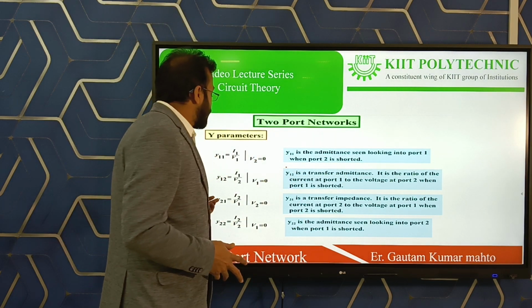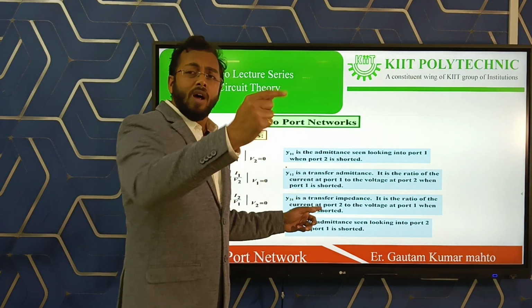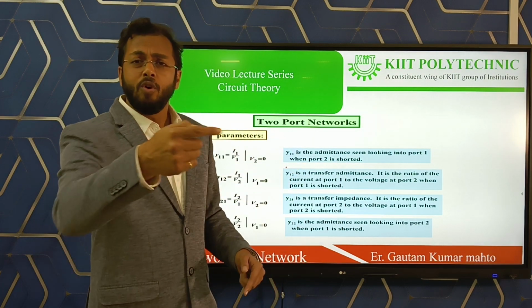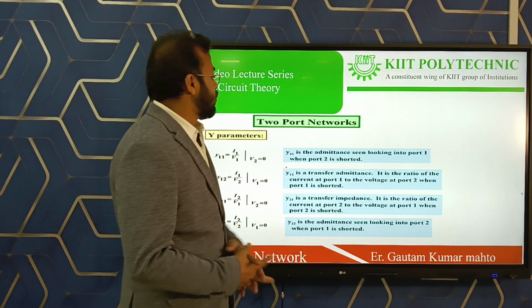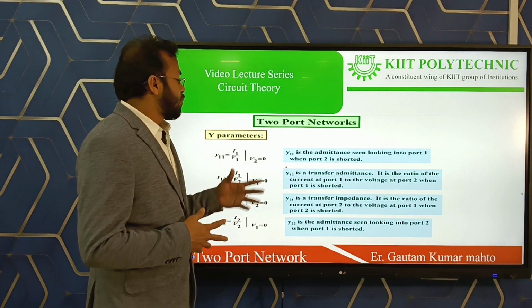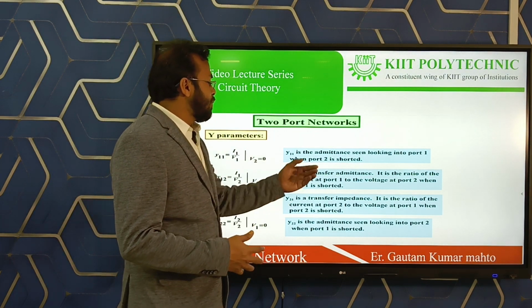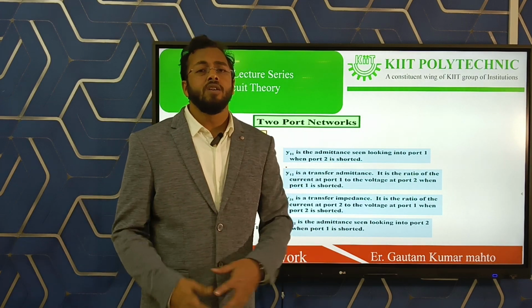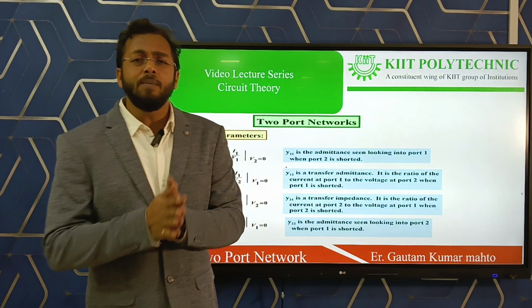And when we are calculating Y21, meaning 2 to 1, that is the transfer admittance from port 2 to port 1, and it is the ratio of the current at port 2 to the voltage at port 1 when port 2 is shorted. Similarly, Y22 is the admittance seen looking into port 2 when port 1 is shorted. So we have to discuss the impedance parameter as well as the admittance parameter.